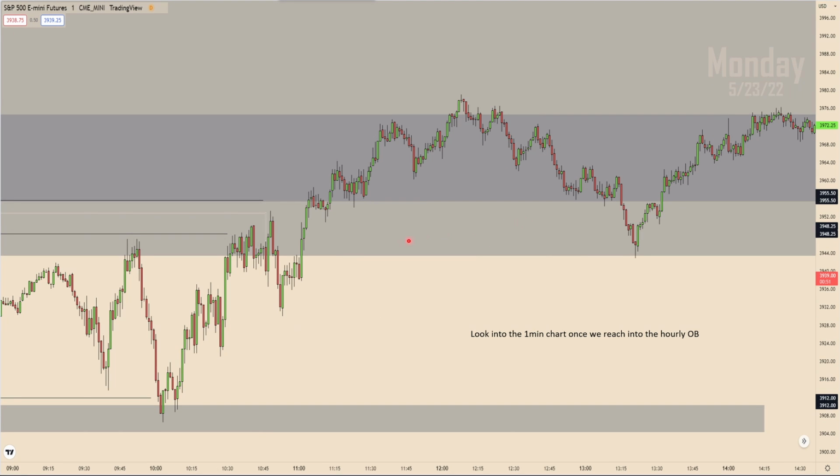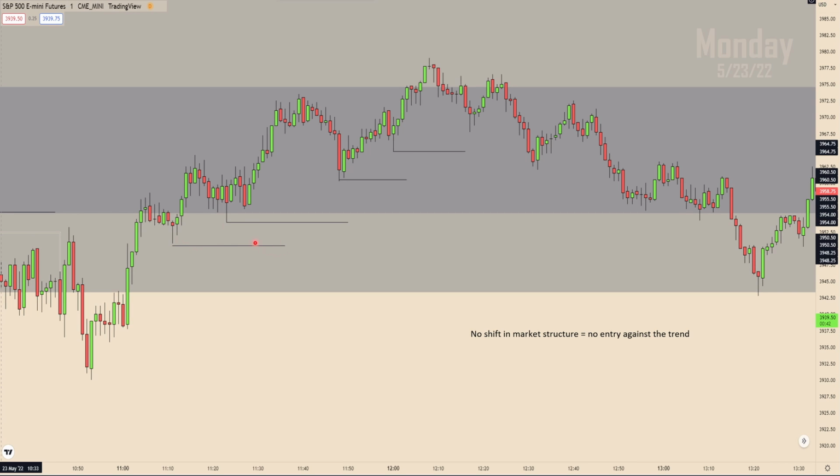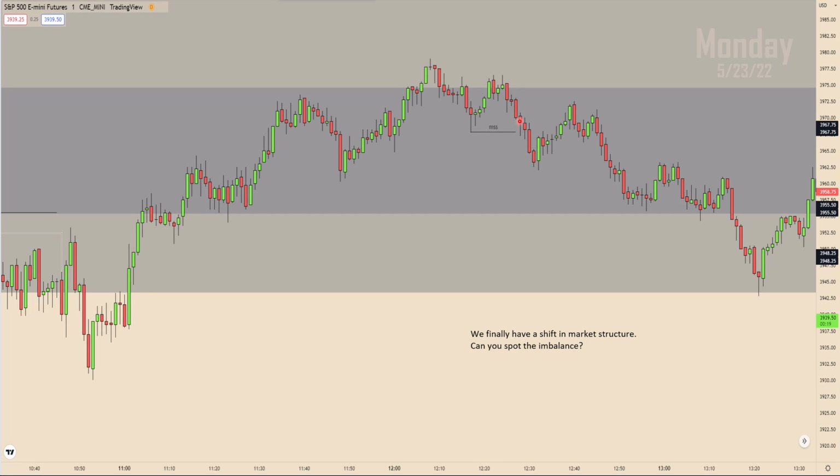Looking at the 1-minute chart, once we reach this daily order block and the hourly or daily fair value gap and hourly order block, this is where I'm looking short. However, how do you know when to look short? Well, you're going to look for a market structure shift. Draw out these swing lows, right? You can use the 5-minute, 1-minute. I like to do the 1-minute just to see the action a little better. And you can see that none of these were taken out. So there's no reason for you to be thinking to go short anywhere in here. Once we get right here, you can see that we get a move down.